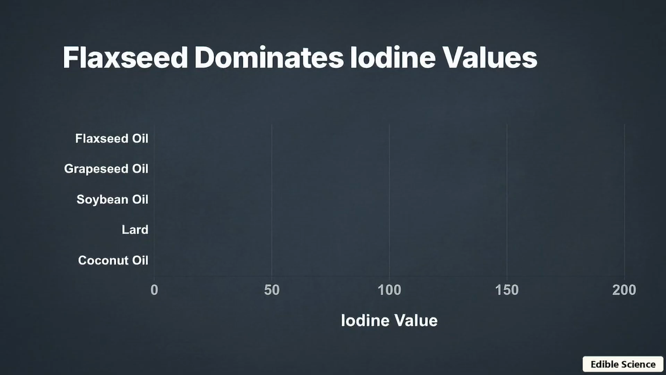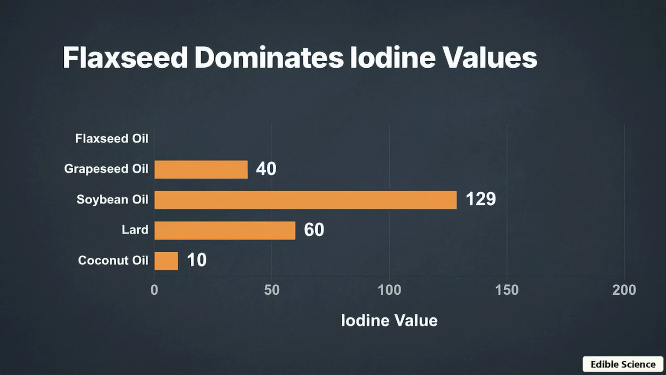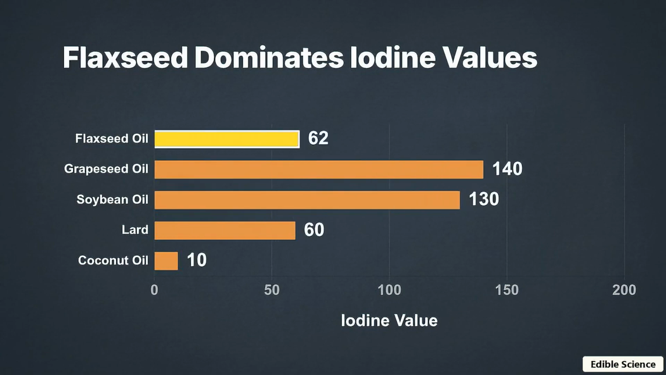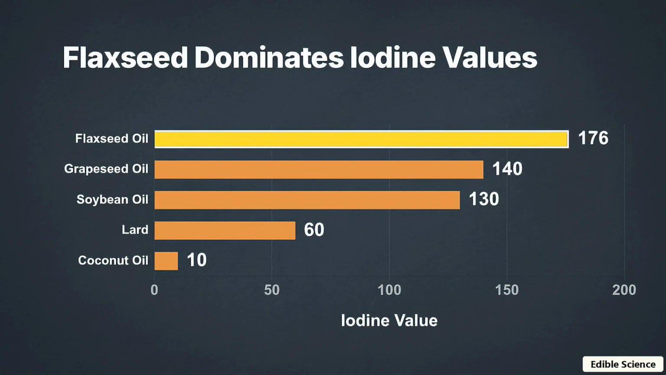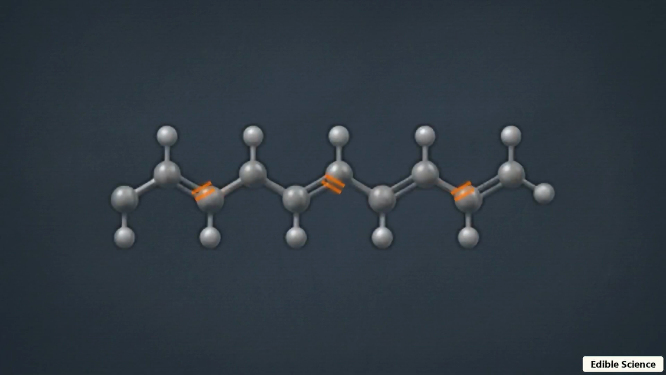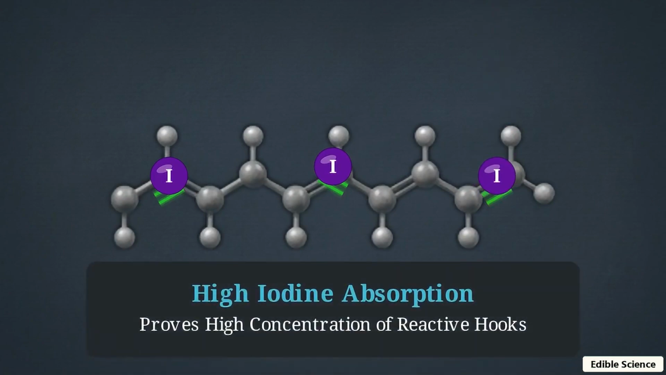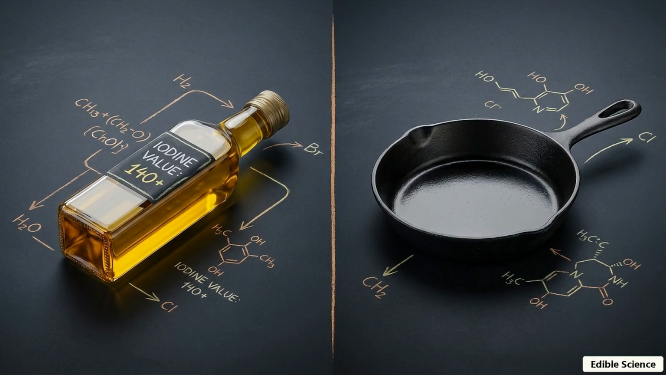This chart displays the metric food chemists use to measure those hooks, the iodine value. It ranks oils by their polyunsaturated percentage, placing flaxseed at the top and coconut oil near the bottom. The test works because iodine specifically reacts at those exact double bond sites. A high iodine absorption mathematically proves a high concentration of reactive hooks. Selecting an oil is a materials science calculation. A high iodine value dictates the oil's maximum potential to form a tough, continuous polymer.